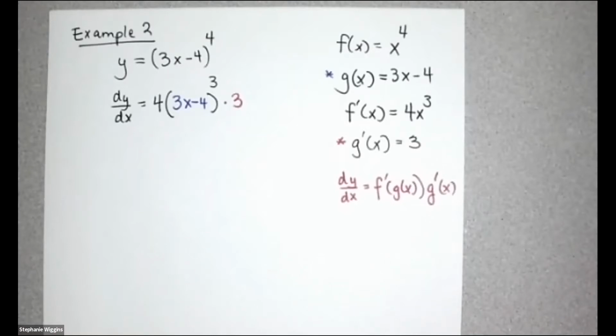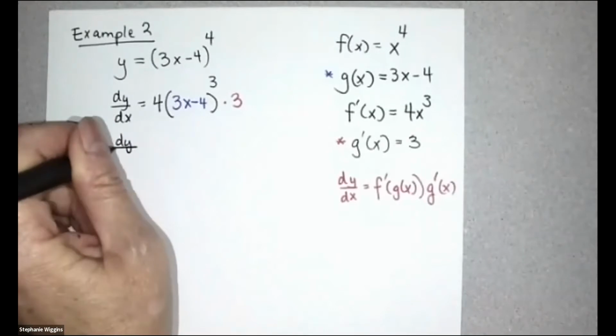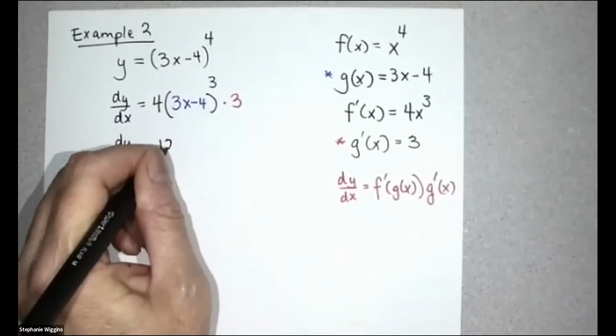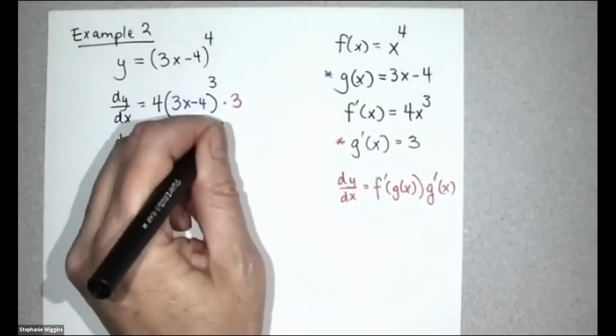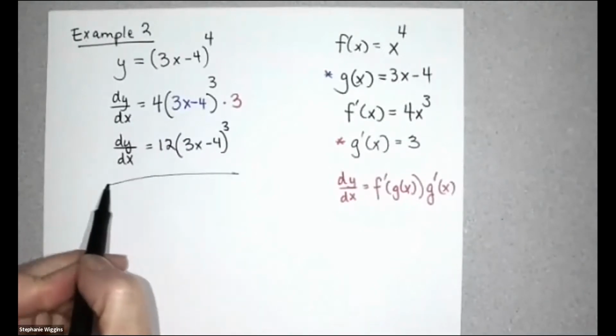So I'm going to go ahead and finish this off by multiplying 3 times 4, and I get 12 times (3x minus 4) cubed. And here's my derivative.